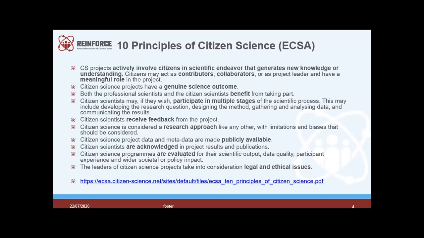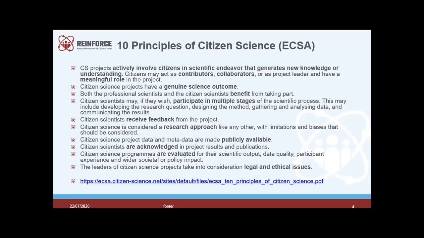The third principle is that both the professional scientists and also the citizen scientists benefit from taking part. Now, this benefit could of course mean several things. For the scientists, obviously, it's about creating new knowledge, new understanding, getting better data. For the students, how can students really benefit from it? It's the question here, because for normal citizen science it's obviously not only about content knowledge, it's also about being involved in science projects, being acknowledged, benefiting from publications.